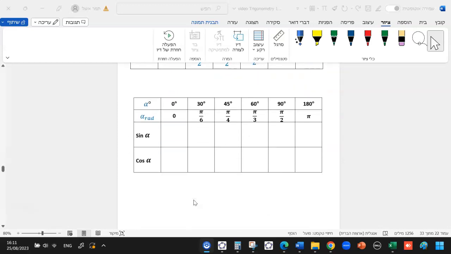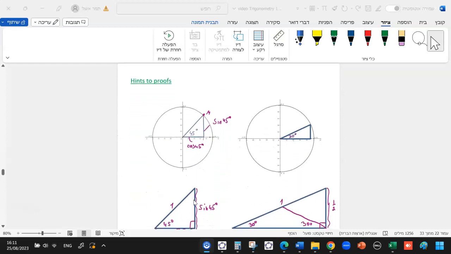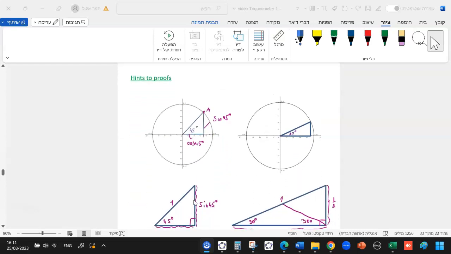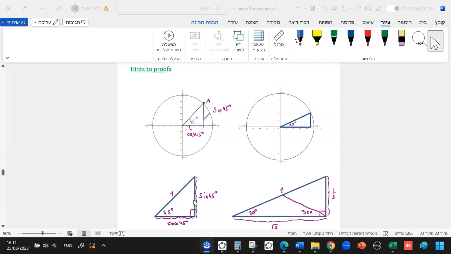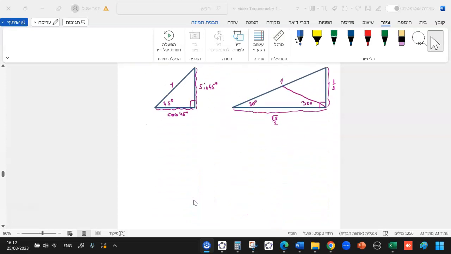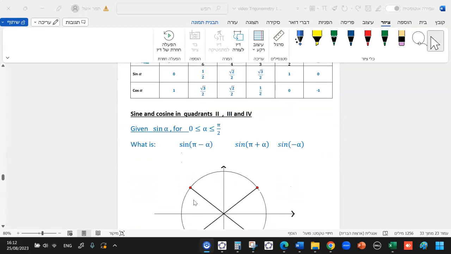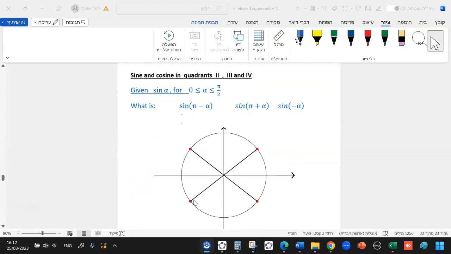Next, you have some hints here to the proof of the sine and cosine of the values we saw before. Try and prove it using these hints or in any other way. And we will go on to the sine and cosine of values in the other parts of the unit circle. That's the second, third, and fourth quadrants.